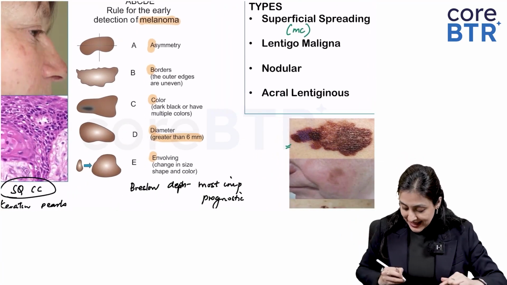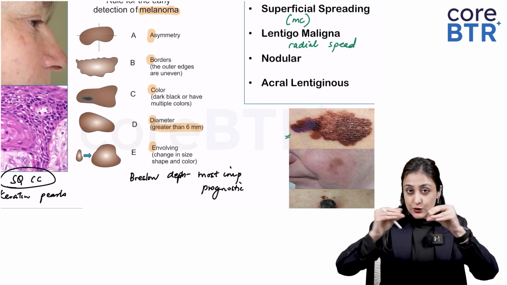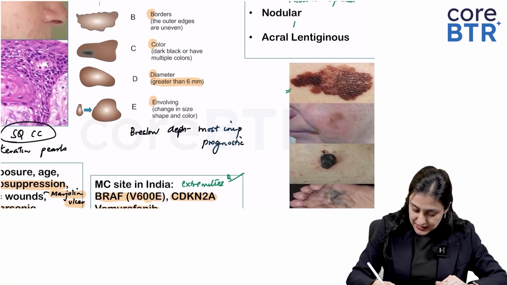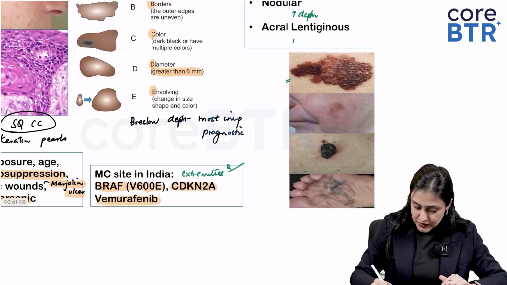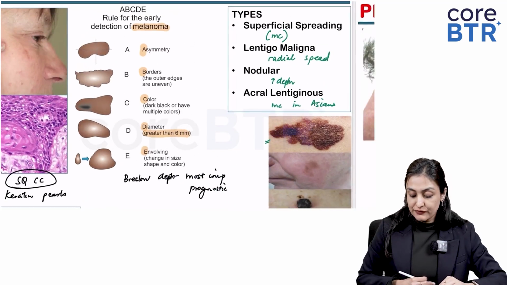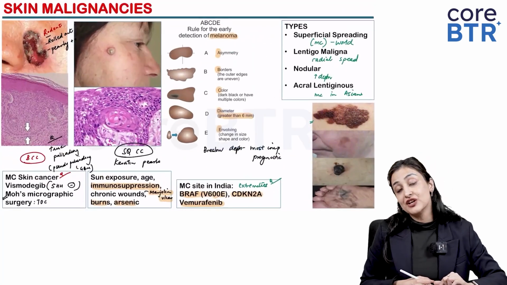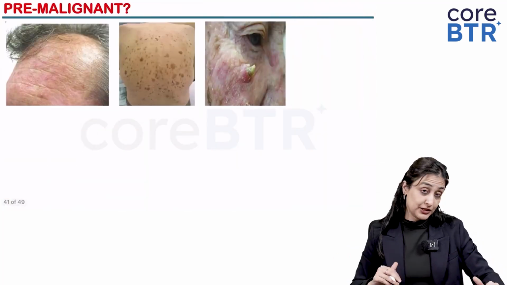Lentigo maligna, as the name suggests, has more radial spread. Radial spread as in not depth but radial. Whereas nodular, as the name suggests, has more depth to it. Whereas acral is what is most common in Asians or Indians, right? So superficial spreading is most common overall in the world, but in India we have the acral type that's more common. So that's all we need to know about melanoma.